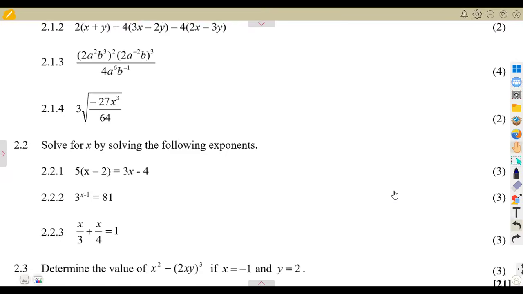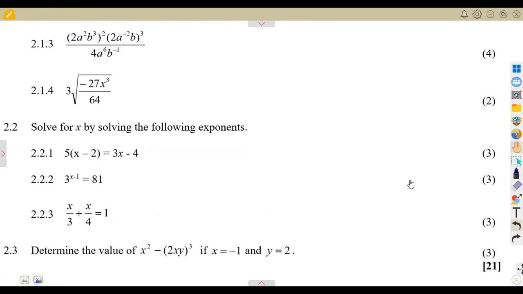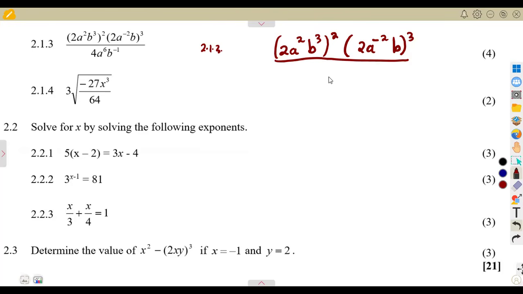So remember that you're supposed to have positive exponents. So these are the questions like on 2.13. They were given 2a squared, b cubed, everything to the exponent of 2, then times 2a to the exponent of minus 2, b, everything to the exponent of 3. Then here you are considering 4a to the exponent of 6, b to the exponent of negative 1.